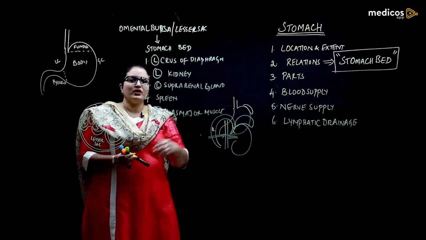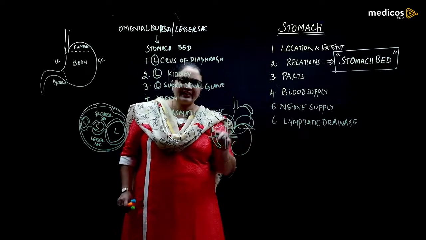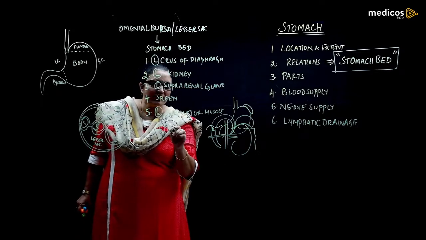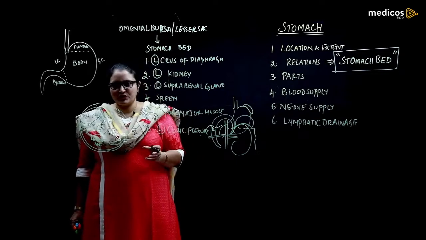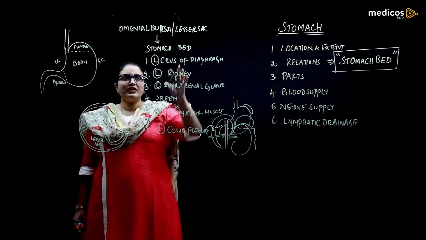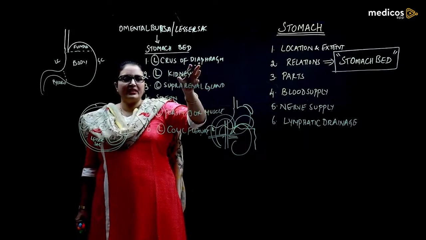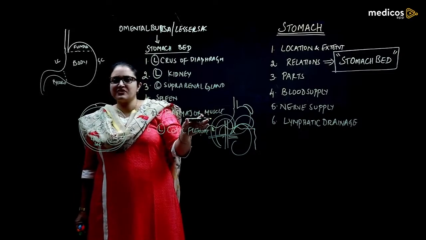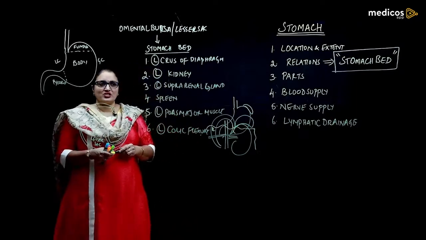As you are going more towards the left, you have the transverse colon anteriorly, so you also have the left colic flexure related to it, where your transverse colon continues down as the descending colon. So the major structures forming the stomach bed beneath the omental bursa are the crus of diaphragm, the kidney, the suprarenal gland, the spleen, the psoas major muscles with its associated nerves and the sympathetic plexus, and the left colic flexure. So these are all the structures which are forming the stomach bed.